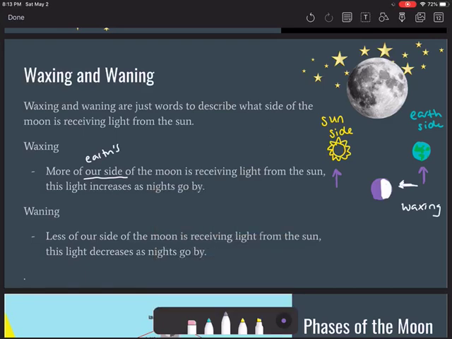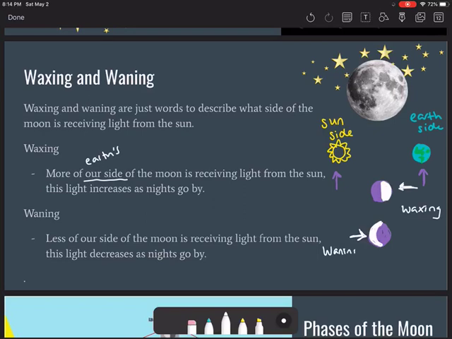If we had the opposite, so we had the moon, okay, and this is what we saw from Earth. This time we see more of a crescent-y shape. In this particular case, more of the sun side, or less of the Earth side, is receiving light from the sun. So we call this a waning moon. So that's how you can tell the difference.